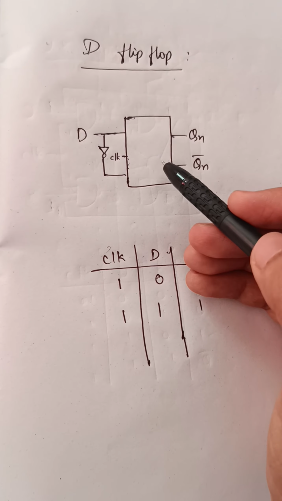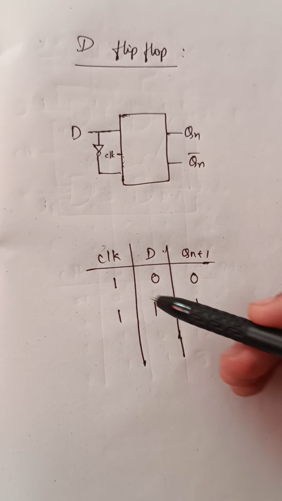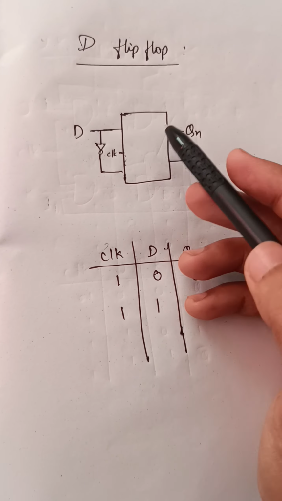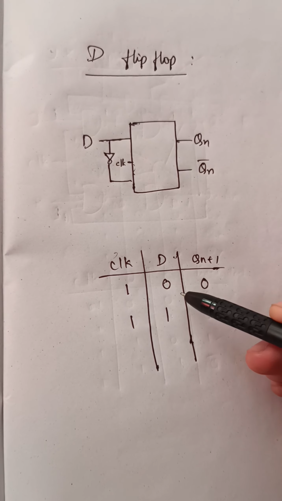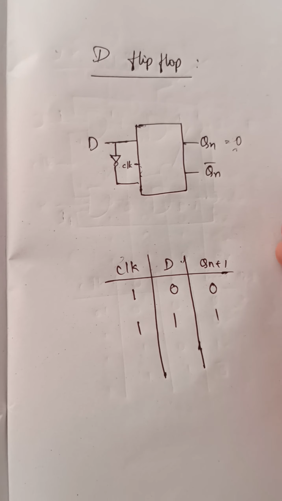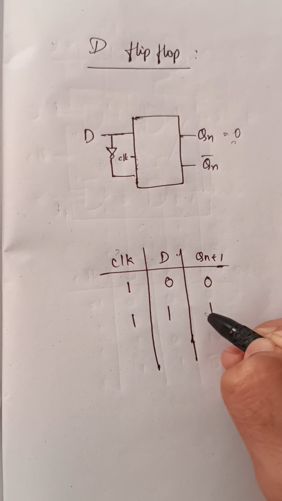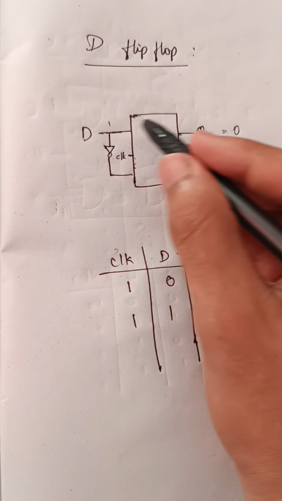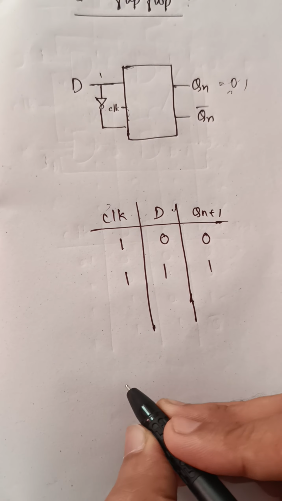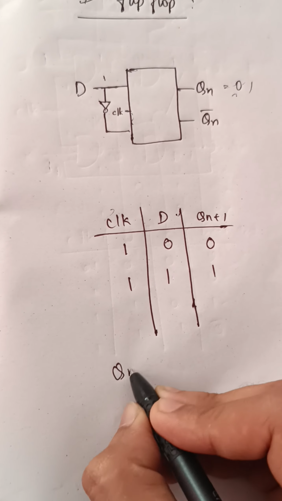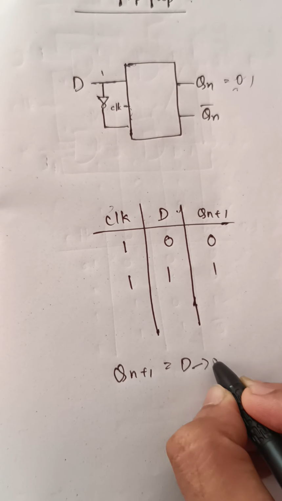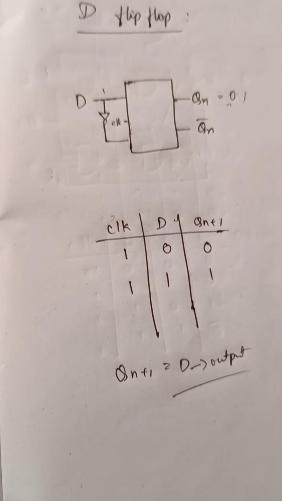Here is the circuit diagram for D flip-flop, and here is the truth table. Assume that we are having the clock 1, and here if the D value is 0, then the Qn plus 1 value is 0. If the D value is 1, then the Qn plus 1 value will be 1. Therefore, we can write this equation for this D flip-flop as Qn plus 1 is equal to D. Whatever the input D value is, that will be the output for this. Okay, like this D flip-flop works.